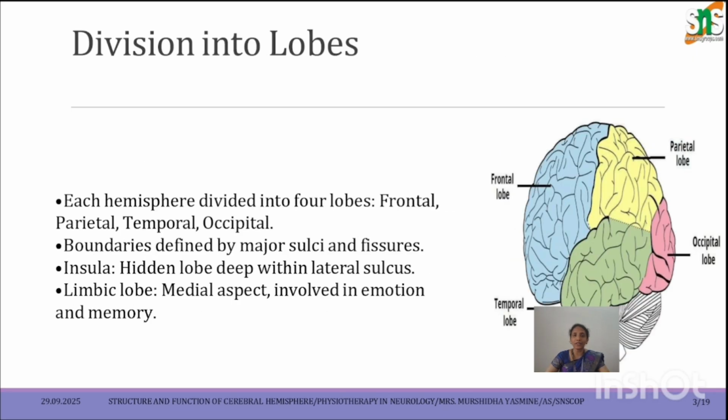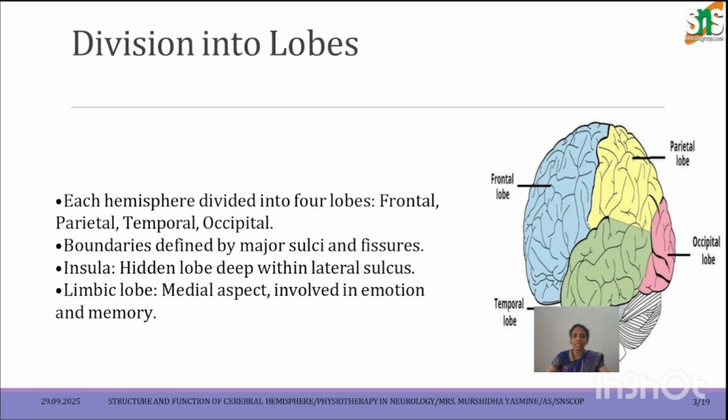The brain is divided into lobes. In this picture, you can see the lobes of the brain: frontal lobe, parietal lobe, temporal lobe and occipital lobe. These are the four major lobes of the brain. Each hemisphere is divided into these four lobes. Boundaries are defined by major sulci and fissures of the cerebral surface.